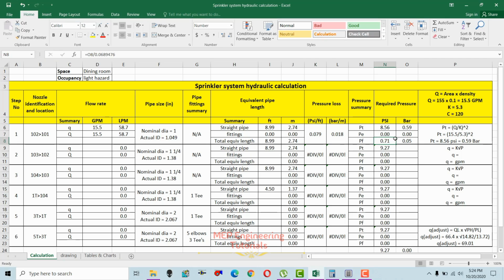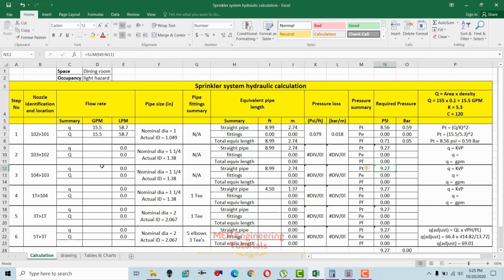So this is the total pressure, and if we have to calculate the bar per meter pressure loss, it is very simple. You just need to divide this total pressure in bar by the total length. You will get it in bar per meter. In the same way, if you want psi per foot, you need to divide the required pressure by the total length in feet. You will get psi per foot for this one.